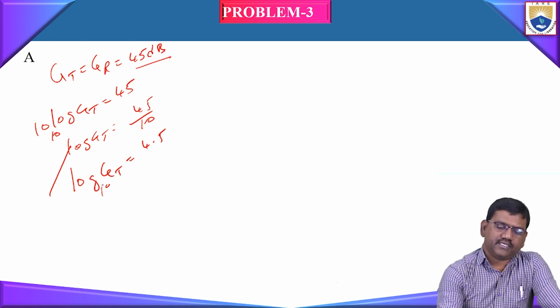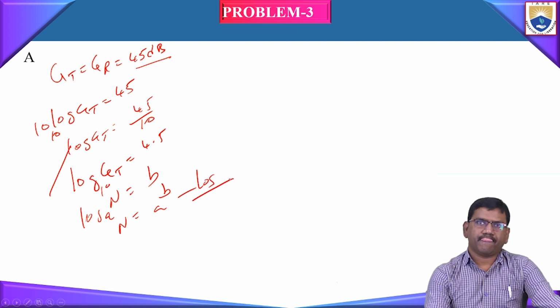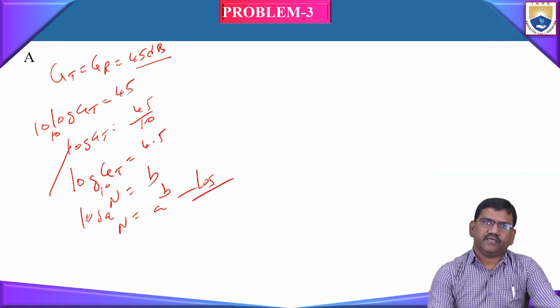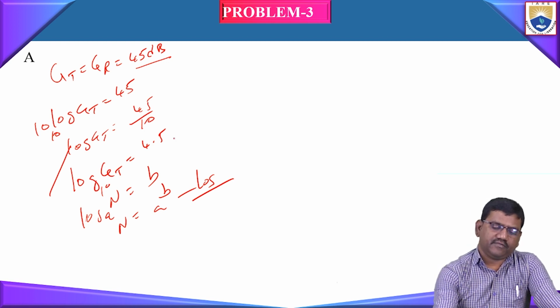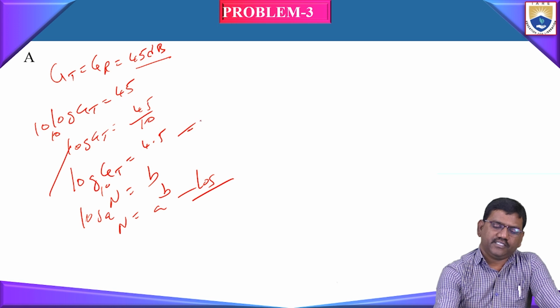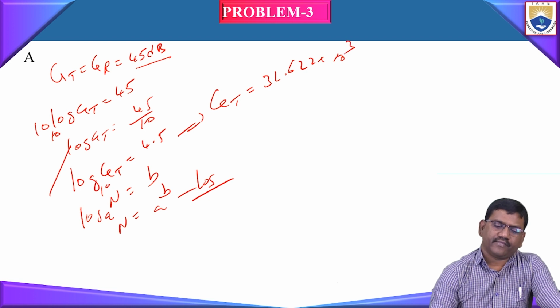Log GT base 10. So log N base A is equal to B, therefore N is equal to A power B. So we are having the logarithmic formula here: log N base A is equal to B, so we know that N is equal to A power B. If you simplify this, you will get the value of GT as 31.622 into 10 power 3.